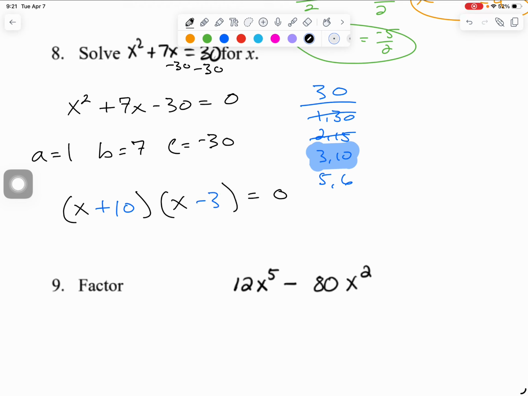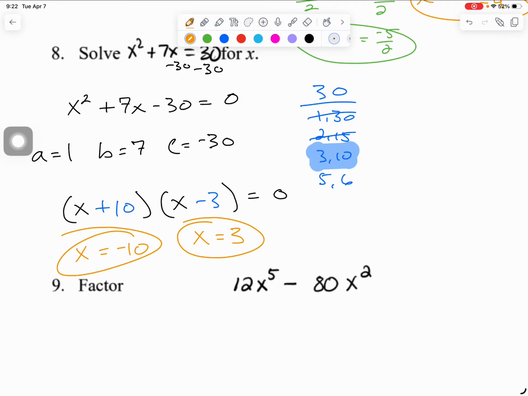These are both equal to 0. Simply take the opposite. If it's x plus 10 equals 0, well, guess what? X equals negative 10. If x minus 3 equals 0, x equals 3. Circle your answer. Get on to the next one.